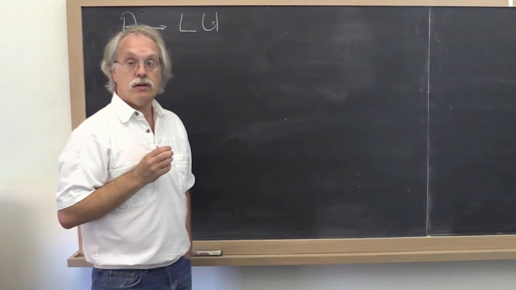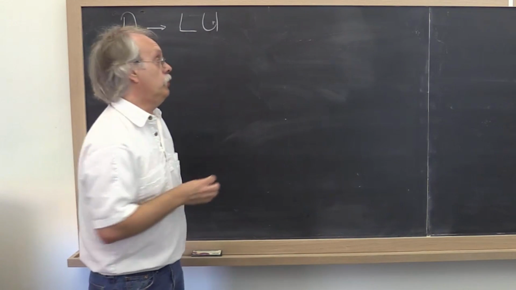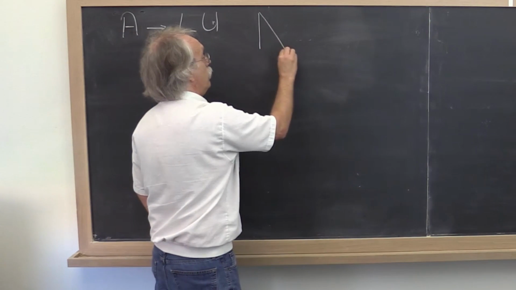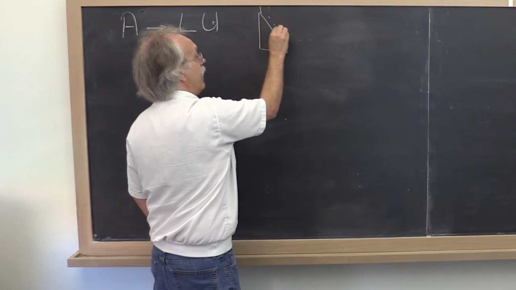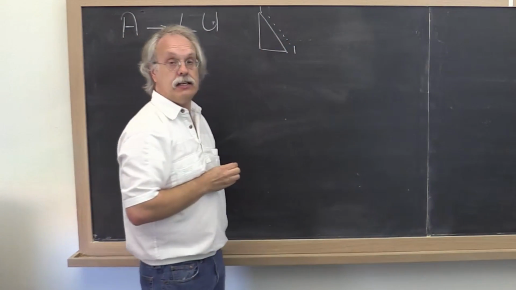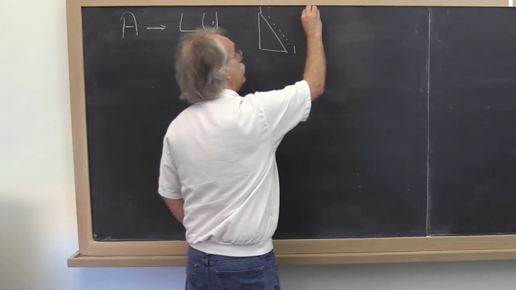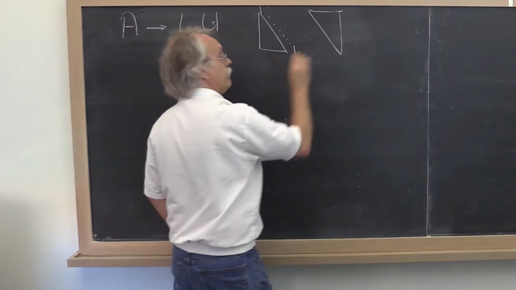Okay, so what's important to remember about L and U is that L is a lower triangular matrix with ones on the diagonal. We can create a little icon like that. And then U is an upper triangular matrix.